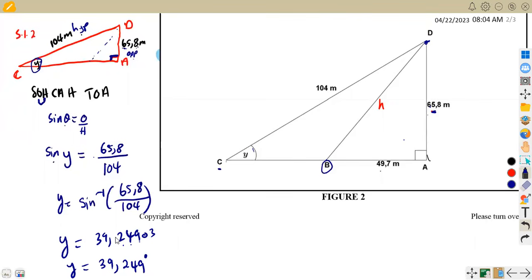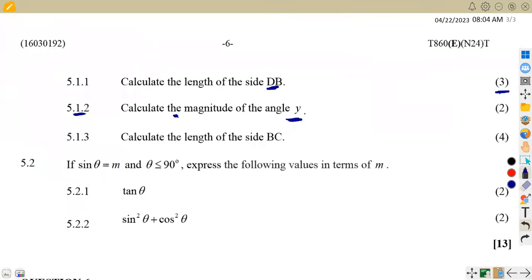Sometimes they might not even ask for this y, but you might be asked a question which needs you to apply this angle y, or where y is involved in your calculation and you are forced to calculate that y. So it can be like that, but this question was direct that you're supposed to calculate y. So that is the idea.